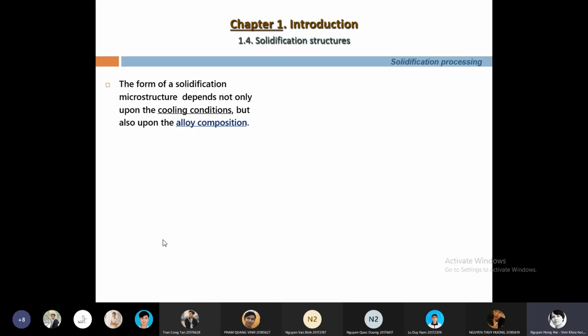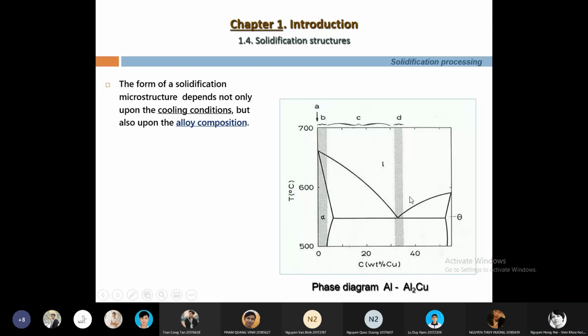And the form of solidification microstructure depends not only upon the cooling condition but upon the alloy composition. Cooling condition is the processing. The alloy composition is the chemistry. Like this, we have the phase diagram, aluminum and aluminum-copper. We have theta phase. Here you have alpha phase, aluminum, and theta phase is Al2Cu. We have the phase diagram is eutectic.